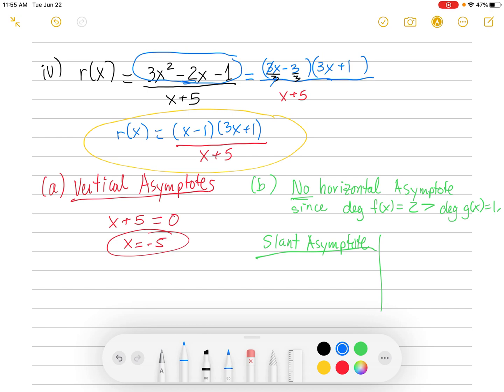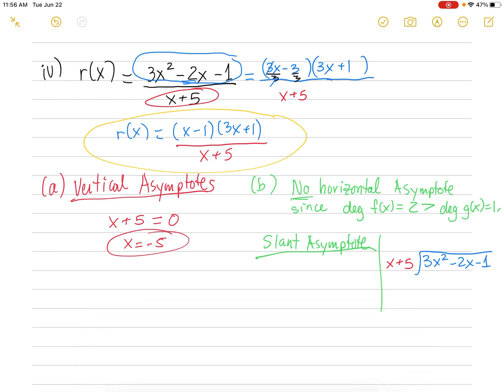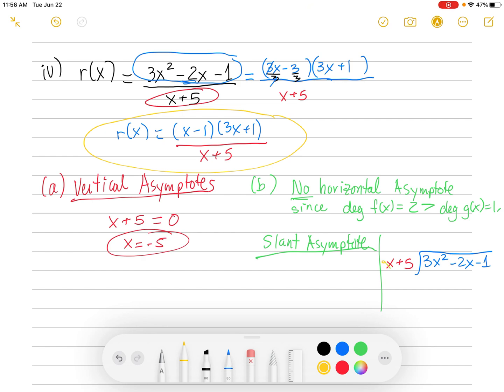Okay. So I'm going to start off with my blue here that's not factored. 3x squared minus 2x minus 1. Okay, and we're going to divide into the red bottom, x plus 5. Do long division. Okay, I'm going to call this yellow x out front here.